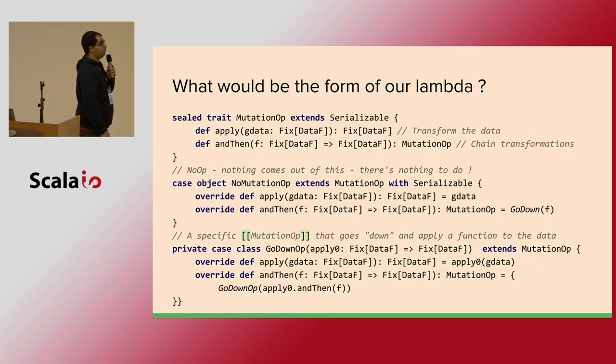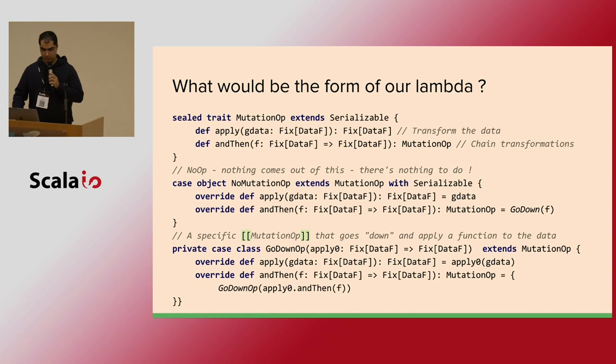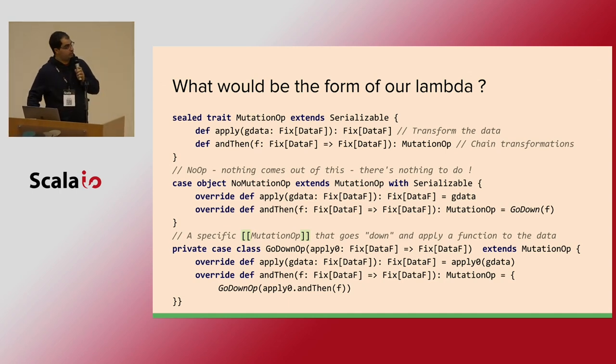What would be the form of our lambda? Well, it's pretty straightforward. I'm going to have some kind of apply function to apply my lambda to a piece of data. And I need some way to compose those. So I'm going to define an andThen. The andThen is going to use our computation and chain transformations. So I have nothing to do, or I need to go down into my data and apply a lambda.